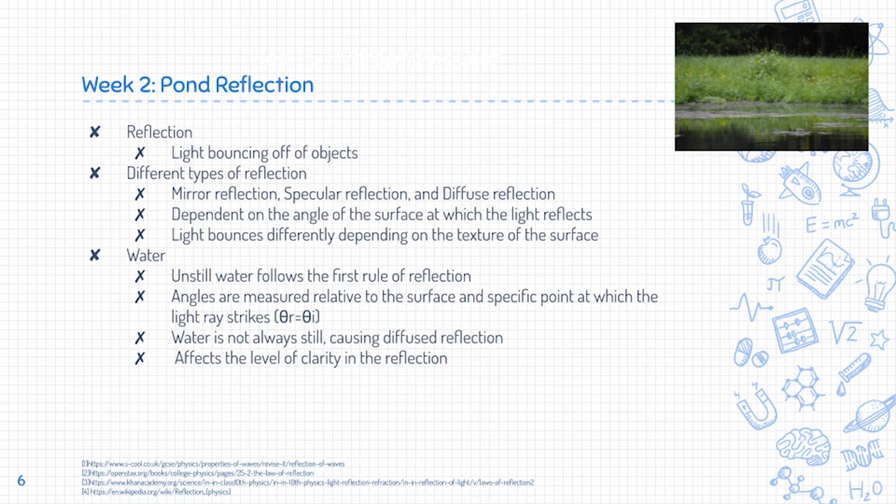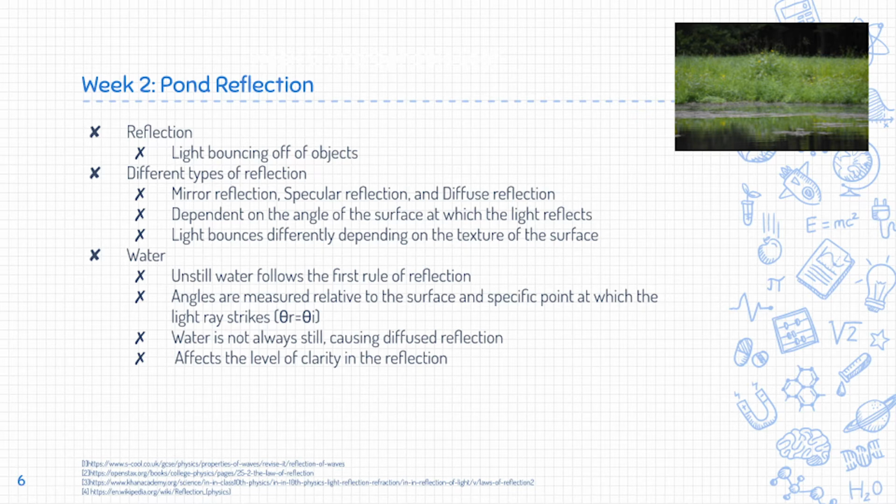It is dependent on the angle of the surface at which the light reflects to be able to classify it. When looking at an object, you may notice that light bounces off them differently depending on the texture of the surface. This helps explain why reflections differ depending on the angle you look at it. Unstill water follows the first rule of reflection, meaning that the angle of incidence is equal to the angle of reflection. Angles are measured relative to the surface and specific point at which the light ray strikes.